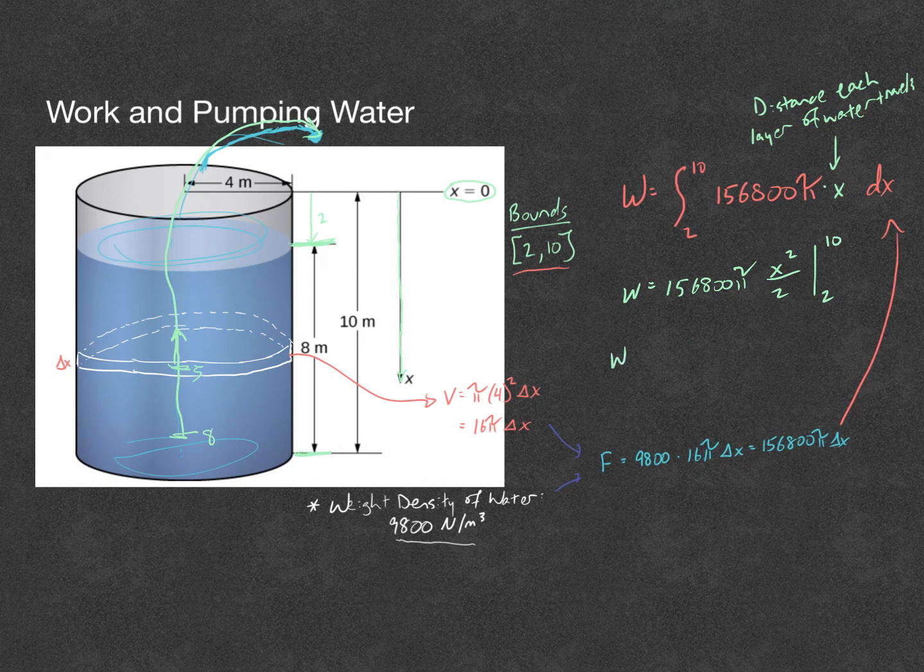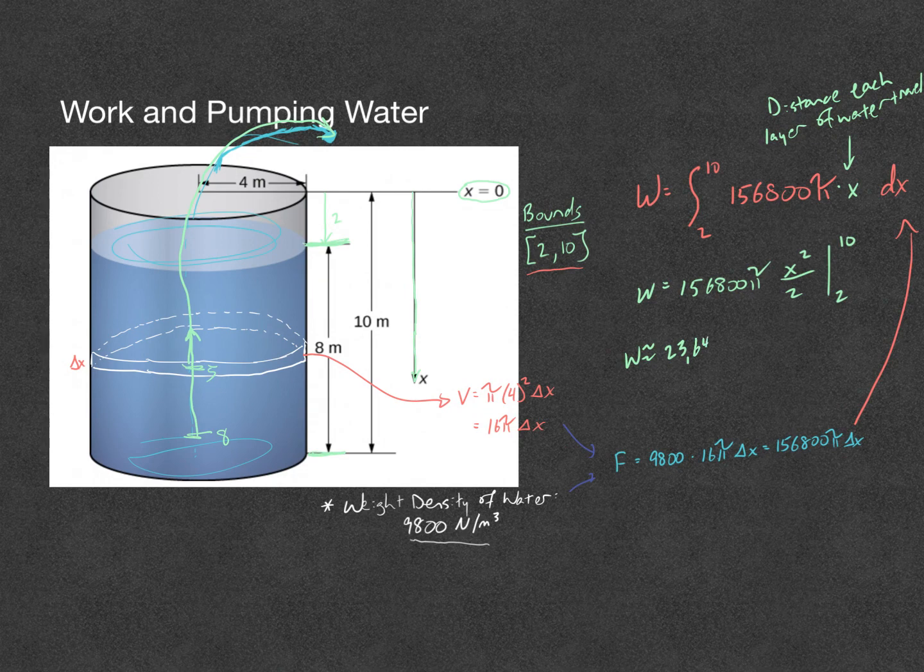Now it's a calculator question, and let's go with the work is approximately 23,000. So I'm rounding to the nearest whole, and I typed pi into my calculator also. 23 million, 644,883, and that would be joules, or 23,650,000 joules of energy to empty this tank.